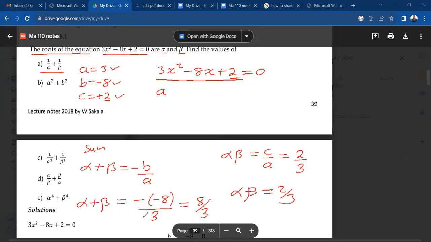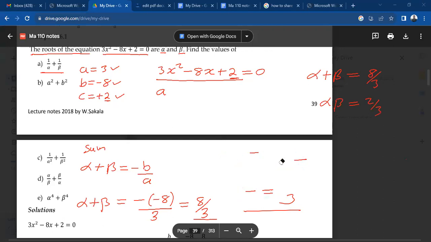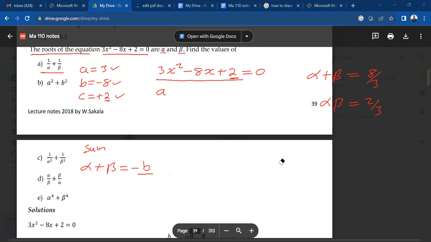So when we have the product and the sum, we can now answer the questions that have been asked. So let's keep the product and the sum. Alpha plus beta, we found it to be 8 over 3. So we keep that. Then alpha times beta is 2 over 3. Now we can answer the questions that have been asked. After you found the sum, you go and attend to the questions.